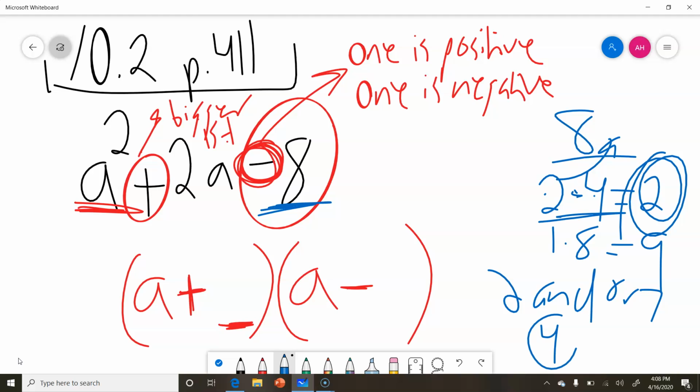So now I got to figure out which one goes with the positive, okay? Well, I just showed you over here, the bigger one is positive, so that means that the 4 has got to come to the positive sign, and the 2 is going to stay over there.